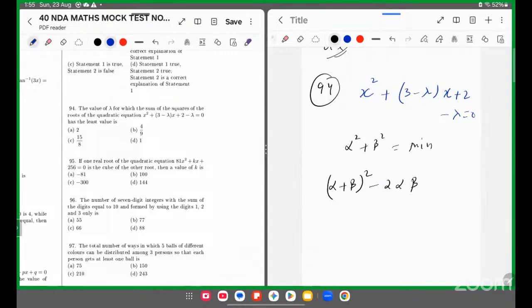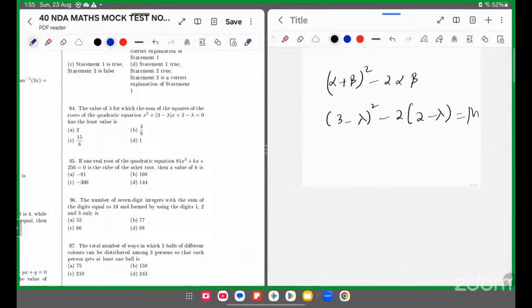α + β हम निकाल ही सकते हैं. कितना है वो, (3 − λ) का होल स्क्वायर, माइनस 2αβ. तो αβ क्या है अपने पास, 2 − λ. इसको अपने को मिनिमम चाहिए, फंक्शन है कुछ. ठीक है, मिनिमाइज करना है इसको.